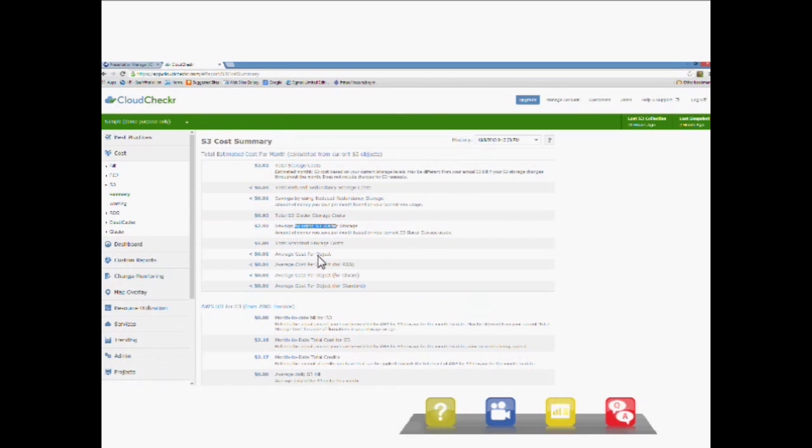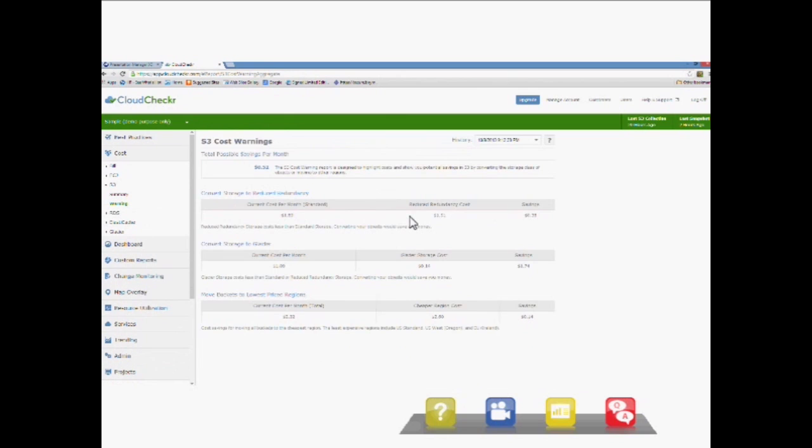And even on your warnings report, that's where you can get the type of things that say, if you could move files to reduced redundancy, this is what your savings would be. If you could move your items to Glacier, this is what your savings would be. If you could move your S3 buckets into a cheaper region, this is what your savings would be. So again, just giving you the right tools to understand what's going on.